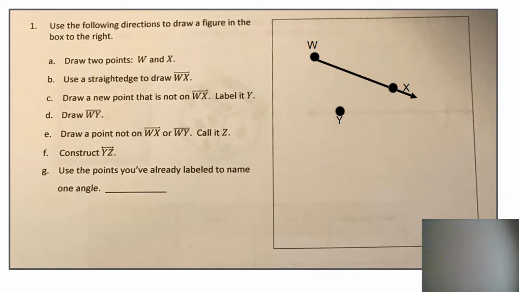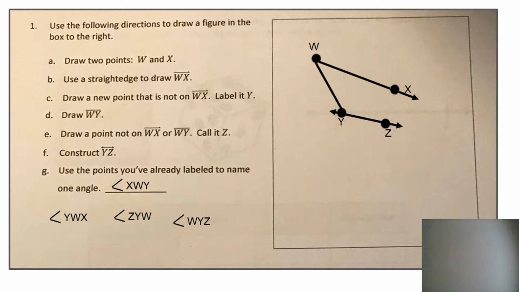C tells you to draw a new point that is not on the ray WX and label it Y. So I made Y here. D, draw WY. Now, there are no arrows, so that means it's a line segment because a segment has 2 specific endpoints. So WY, it begins at W, it ends at Y. It does not go on forever.